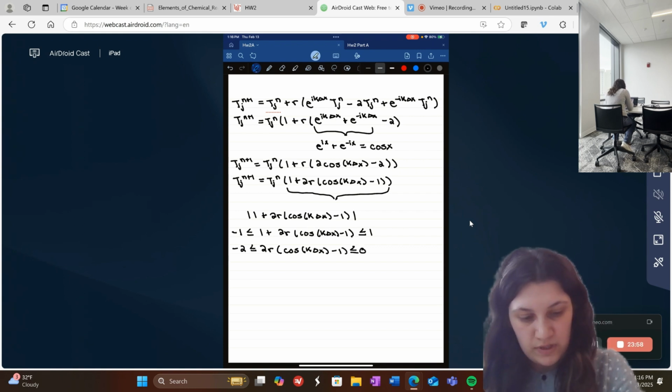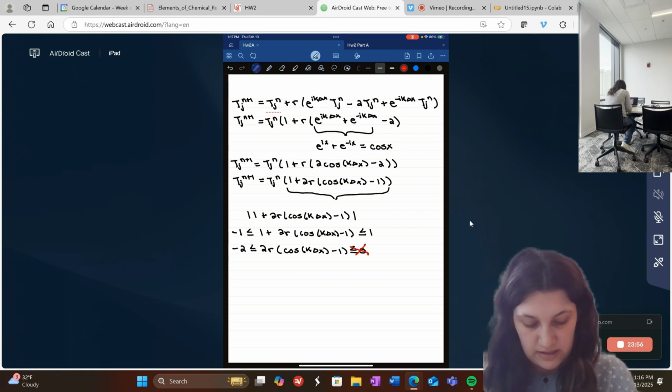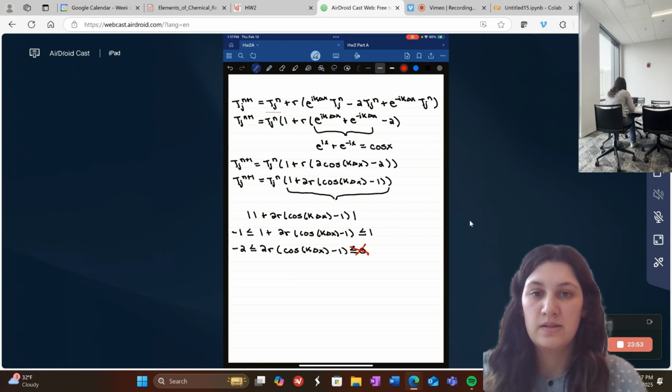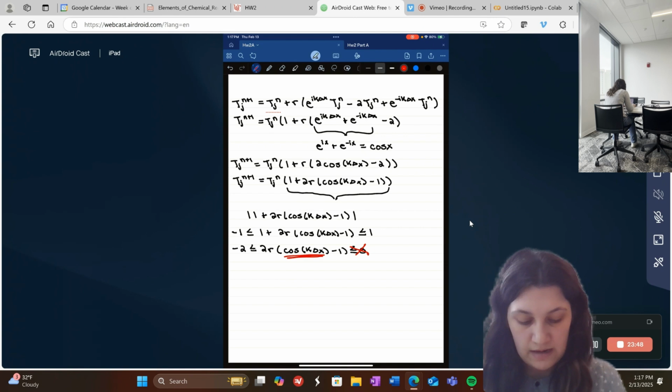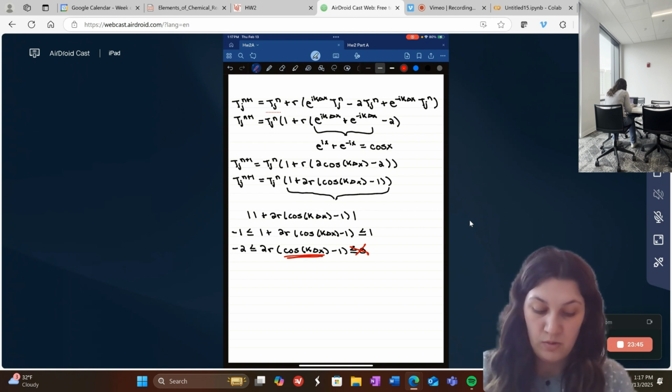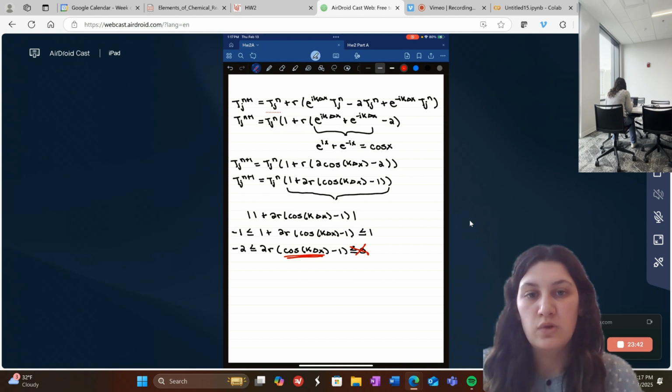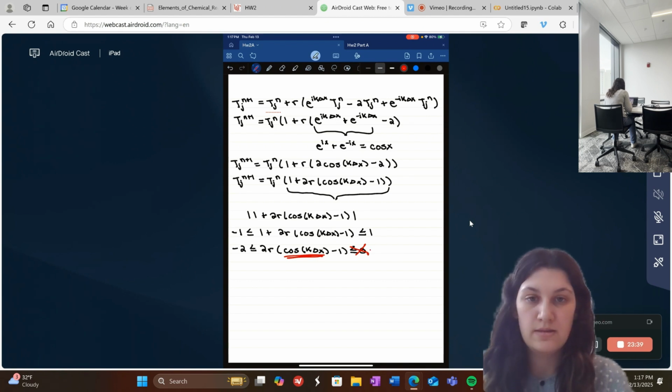And now we can kind of ignore this side here because the largest value that cosine right here could ever be is 1, and then that 1 minus another 1 is 0. So inherently we already know that this is never going to be greater than 0.